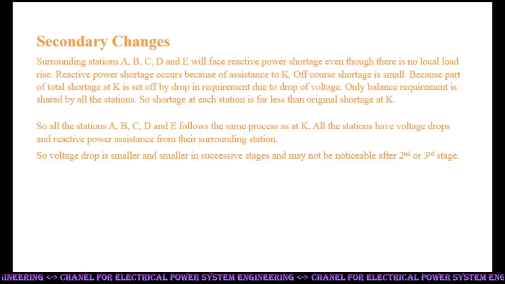So all the stations A, B, C, D and E follow the same process as at K. All the stations have voltage drops and reactive power assistance from their surrounding stations. So the voltage drop is smaller and smaller in successive stages and may not be noticeable after the second or third stage.